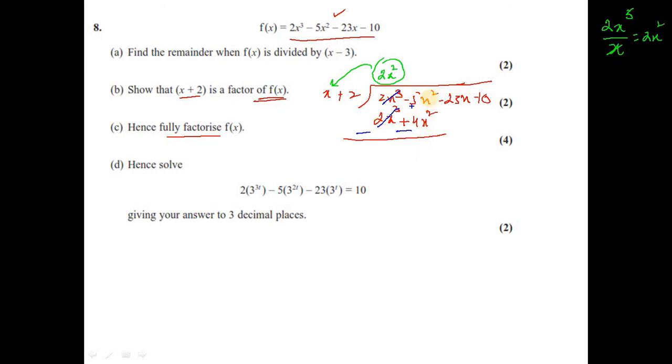So 5x minus 5x squared minus 4x squared will give you minus 9x squared, and then the rest of the terms you write as it is. So minus 23x minus 10, and then again you do the same thing.